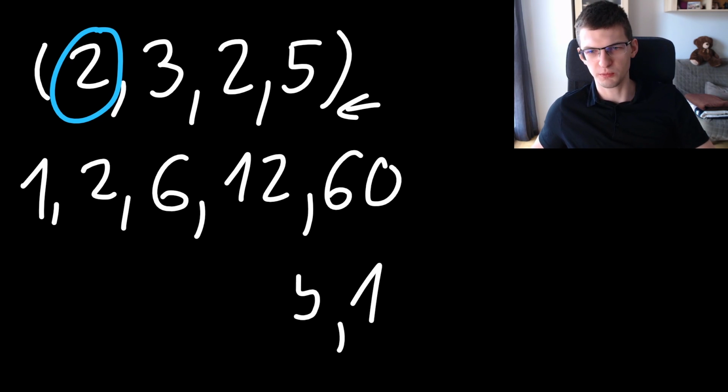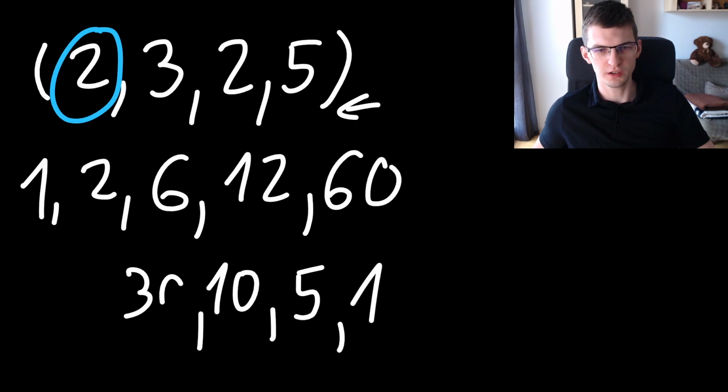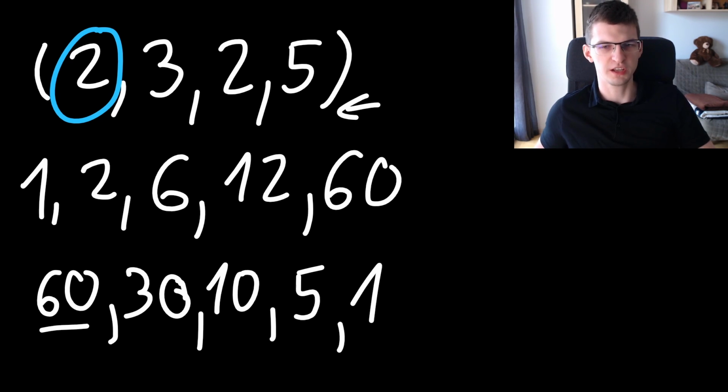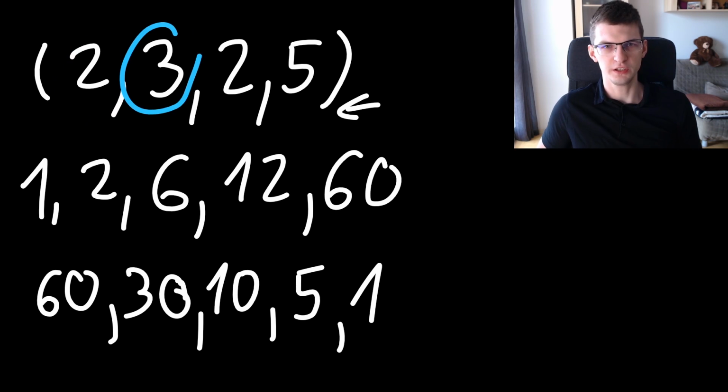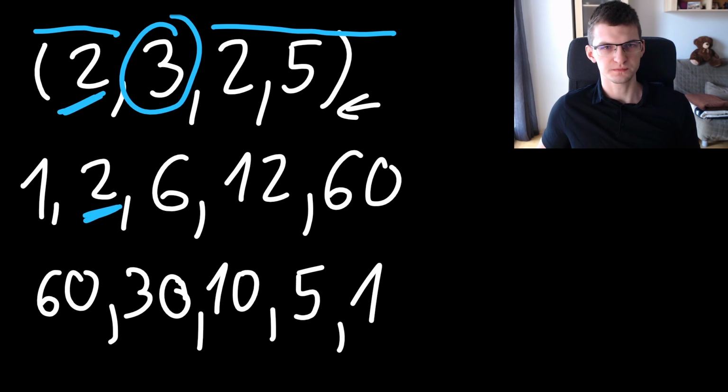Suffixes: 1, 5. I go from the right and multiply by every next number. 5 times 2 is 10, times 3 is 30, times 2 is 60. By the way, this number and this number must be the same, because it's the product of everything. And when now I want an answer for, let's say, this 3, I want product of this times product of that, up to position i, I hold it here.